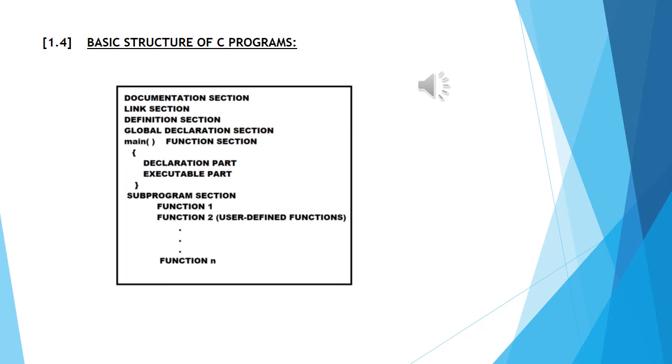The subprogram section contains all the user-defined functions that are called in the main function. User-defined functions are generally placed immediately after the main function, although they may appear in any order. When we read the chapter on functions, you can easily understand this subprogram section.